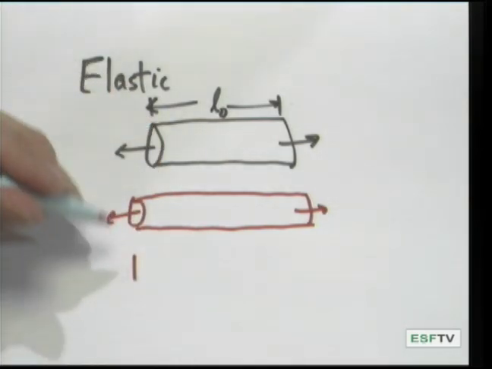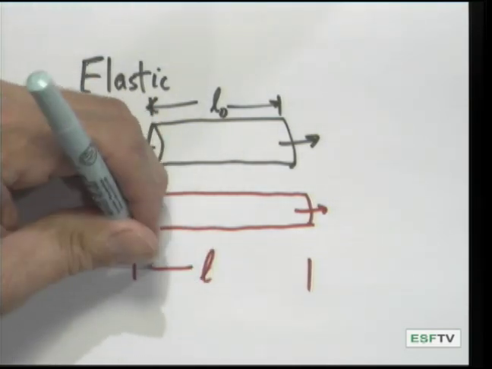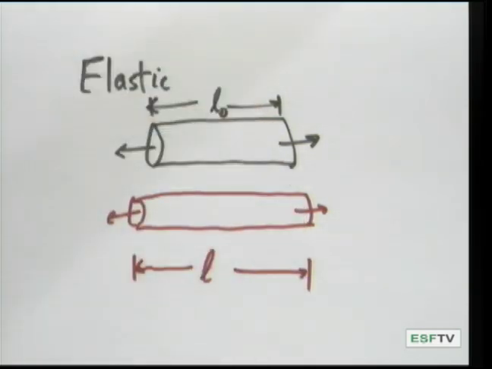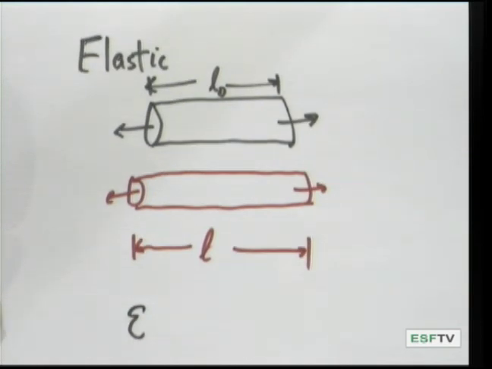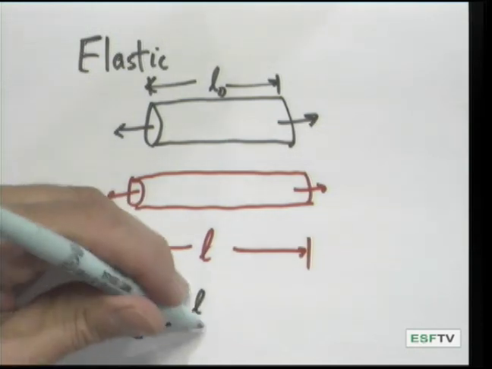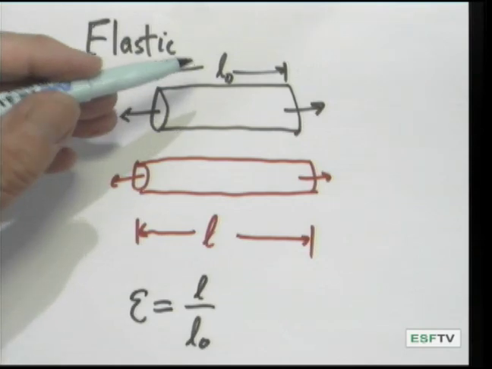Then we come along, once we've put it under stress, and the new length we will call L. The strain is the proportional change of length with respect to the original length. Strain is usually abbreviated with an epsilon, and we can put a very simple equation that describes strain for us. The strain is the strained length over the unstrained length, L over L sub 0.